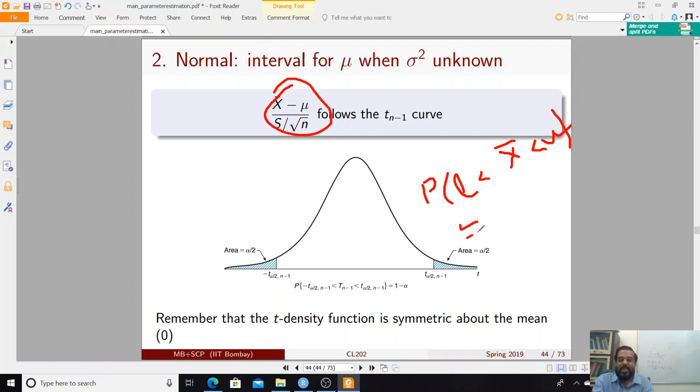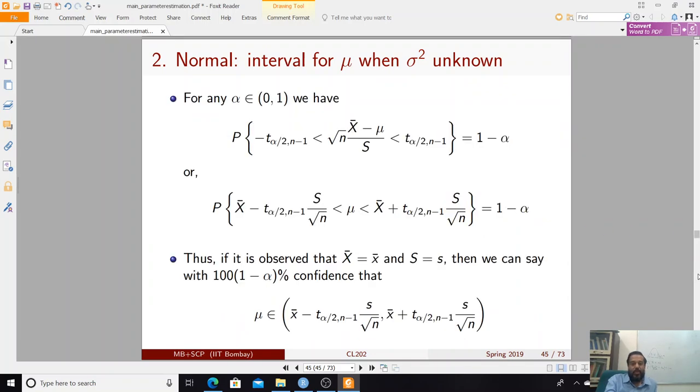Okay, and the next step is you center it by subtracting out the mean and you divide it by the sample standard deviation, which is S by root n. And so you will be able to write it in this particular fashion. Again, you do algebraic manipulations so that you have only mu in the middle. Then you stop calling this a probability and instead you call it a 100 into 1 minus alpha percent confidence interval. So that's the two-sided 100 into 1 minus alpha percent confidence interval when both mu and sigma square are unknown.